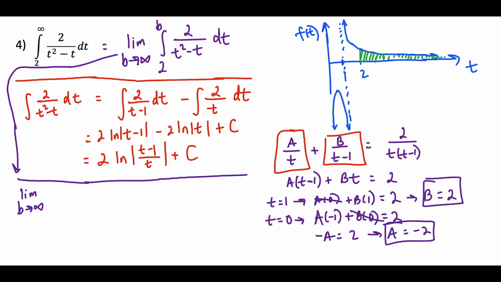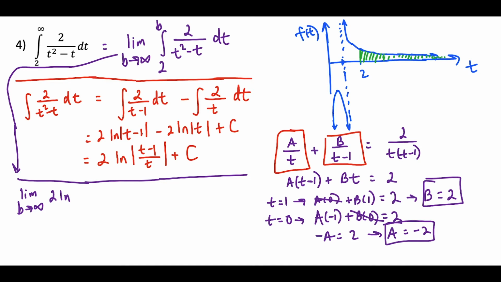And we've got our antiderivative we already did. We have 2, and we have natural log. And the absolute value we could get rid of here, because if you notice, we're going from 2 to infinity. That's where our limits are headed.